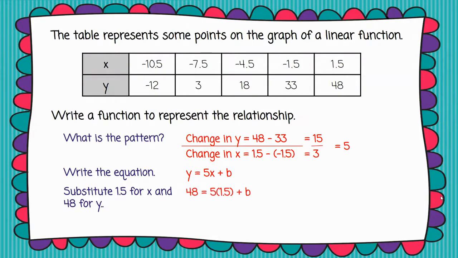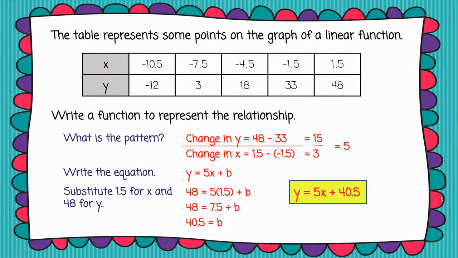Notice that I have to do the 5 times 1.5, and that gives me 7.5. And then I can subtract 7.5 from both sides, and I get that b is 40.5. That's my bonus amount. So in order to finish writing my equation, all I have to do is substitute my bonus amount back into the equation. So I have my y equals 5x, and then I add my bonus amount of 40.5.